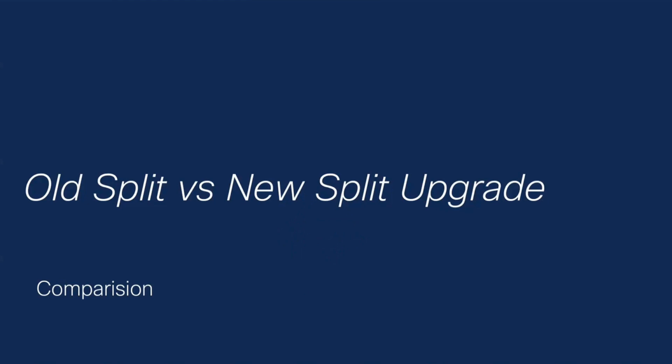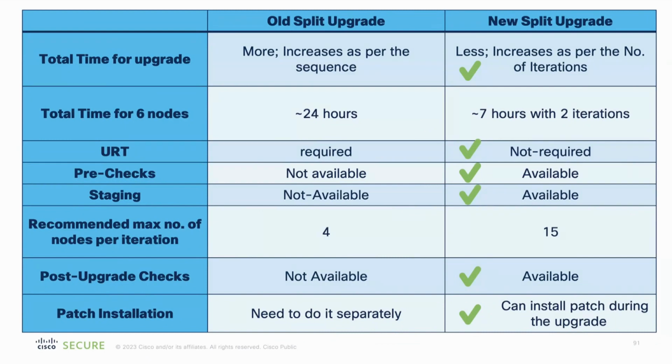Overall, if I compare the old split upgrade versus the new split upgrade method, the total time taken for the upgrade is more when you have more sequences in the old split upgrade method. The total time taken for the upgrade in the new split upgrade method is considerably less when compared with the old one, but it's going to increase as per the number of iterations that you're going to perform. So just for an example, I was doing a demonstration, right?